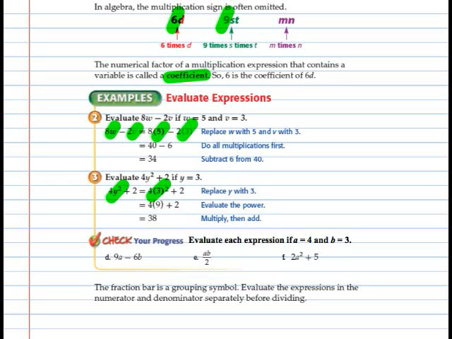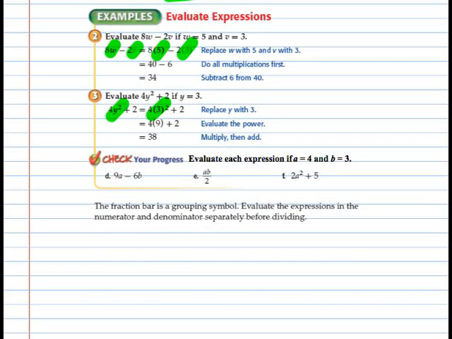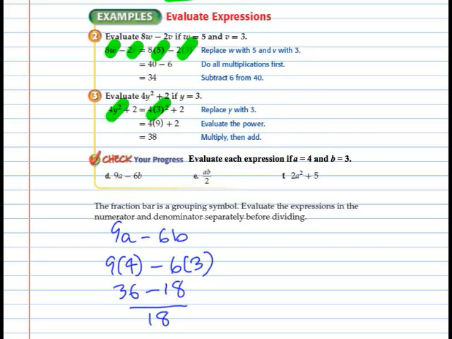In our 3 examples, D says 9a minus 6b. If a equals 4, this becomes 9 times 4. And if b is 3, this is 6 times 3. We have 36 minus 18 makes the value of that expression 18.